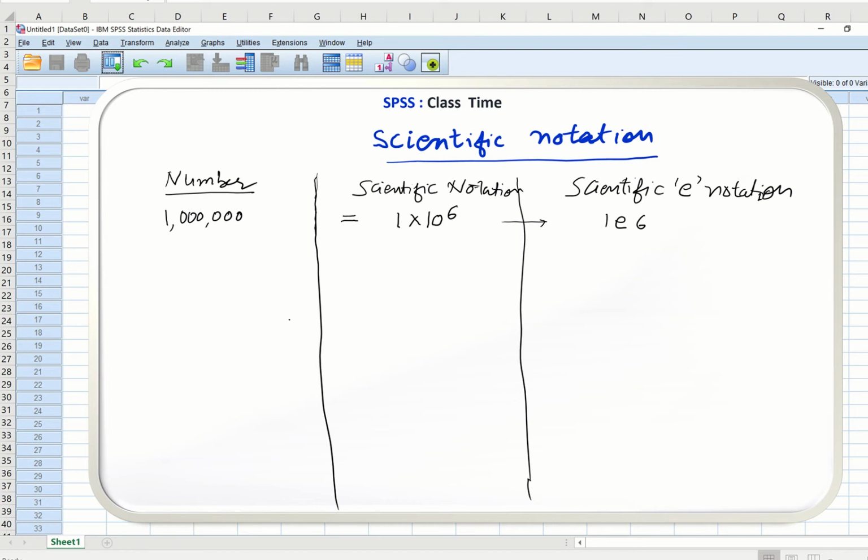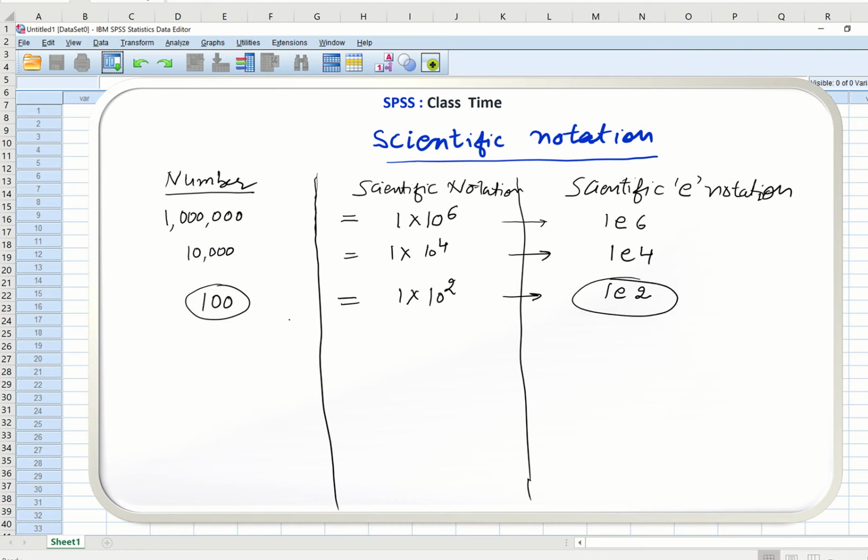Suppose you have to now write another number, let us say this time it is 10,000. It is nothing else but 1 times 10 raised to power 4, and it is nothing else but 1E4. And suppose this time we take only 100, which is 10 raised to power 2. If we write 1 times 10 raised to power 2, this is scientific notation, but the scientific E notation would be 1E2. So this is how we express our scientific notations. This is the real number 100, and its scientific E notation is 1E2.